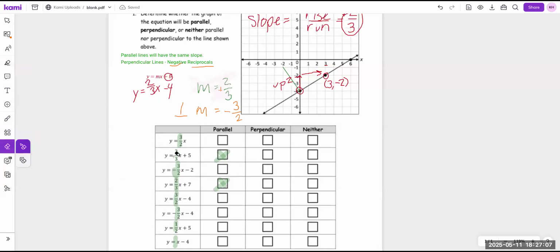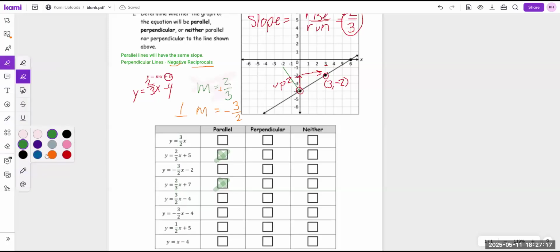If I'm looking through here for my perpendicular, do I want to erase these? Sure. Right? I'm always looking at those, though. Different color. All right. Yes. Because I'm looking for -3/2. This is a +3/2. That means it is not perpendicular. Therefore, it must be neither.